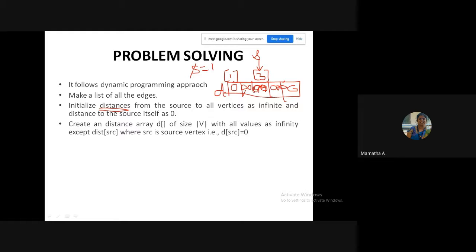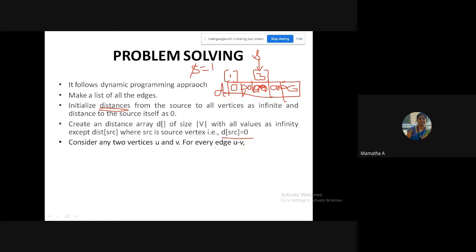Are you understanding? So, I have to create a distance array D of size cardinality of V, that is of size number of vertices, with all values as infinity. All will be infinity except distance of source, where source SRC is my source vertex. Except the source value, rest all will be stored as infinity. Remember this.